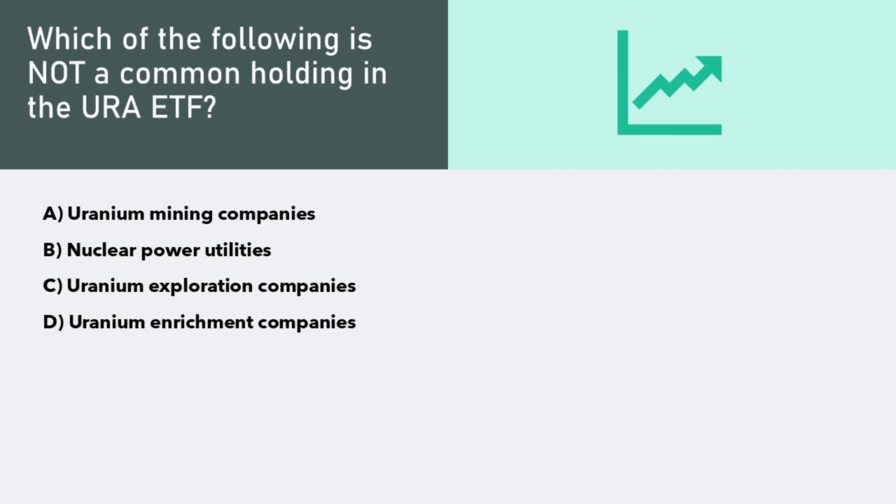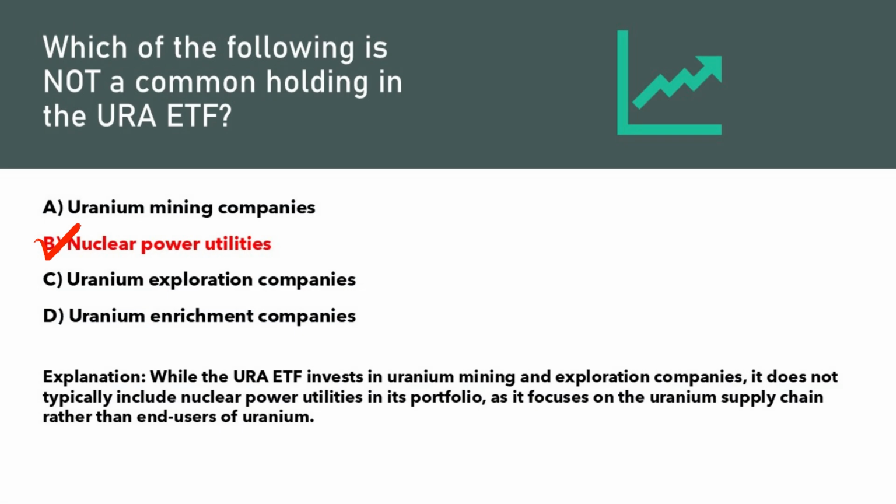Which of the following is not a common holding in the URA ETF? Answer: B. Nuclear power utilities. Explanation: while the URA ETF invests in uranium mining and exploration companies, it does not typically include nuclear power utilities in its portfolio, as it focuses on the uranium supply chain rather than end users of uranium.